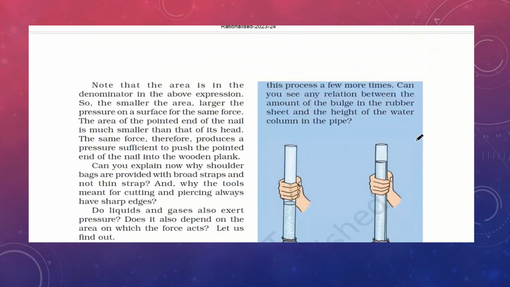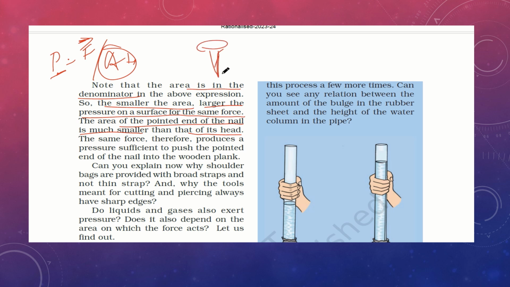Now note that the area is in the denominator. Pressure is equal to force per unit area. So the smaller the area, the larger the pressure on the surface for the same force. If the same force is applied, the pressure will be larger on the surface. Now, the area of the pointed end of the nail is much smaller than that of its head. This is the nail, this is the pointed end, and the area of this part is much smaller than that of the head.